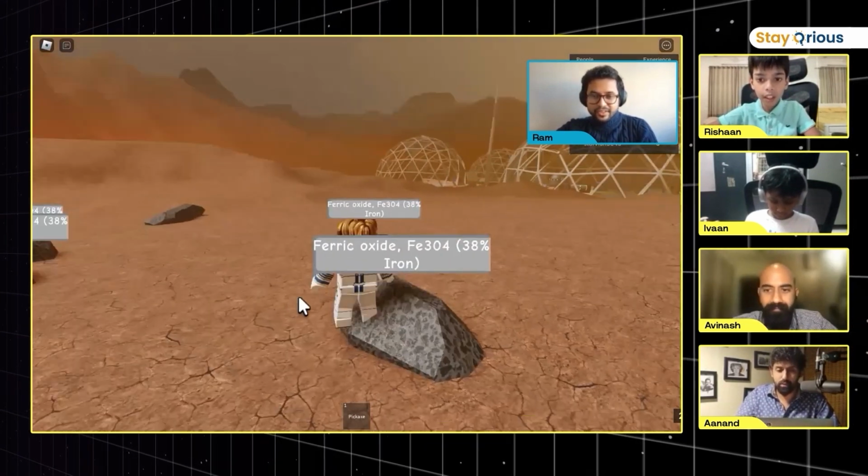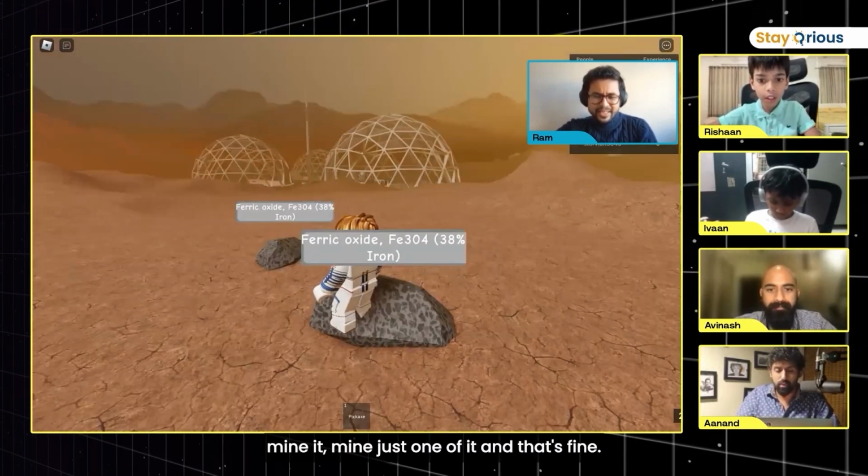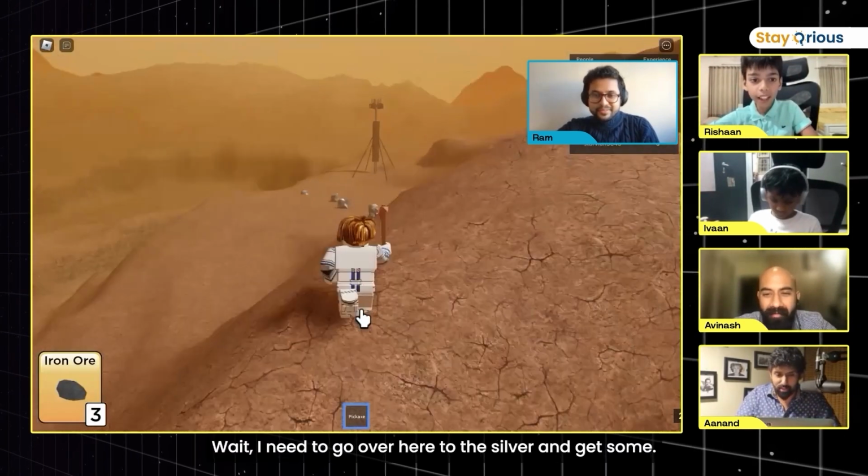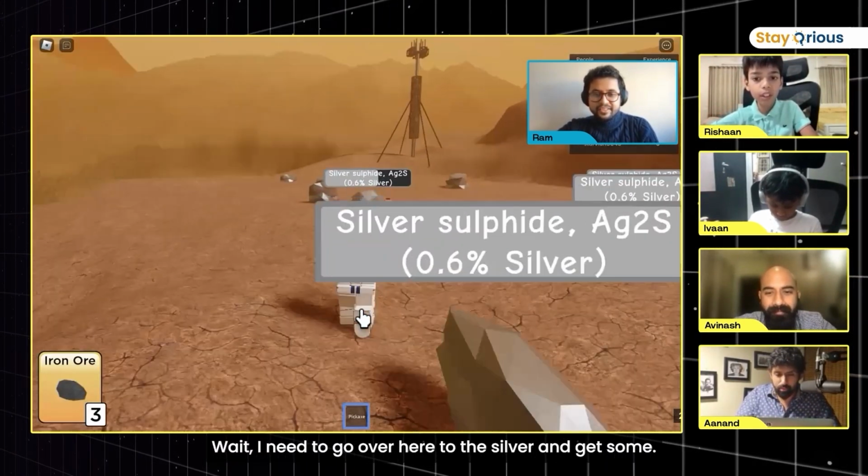Yes, go to your ores, mine just one of it, and that's fine. Wait, I need to go over here to the silver and get my pickaxe. Here is silver ore.